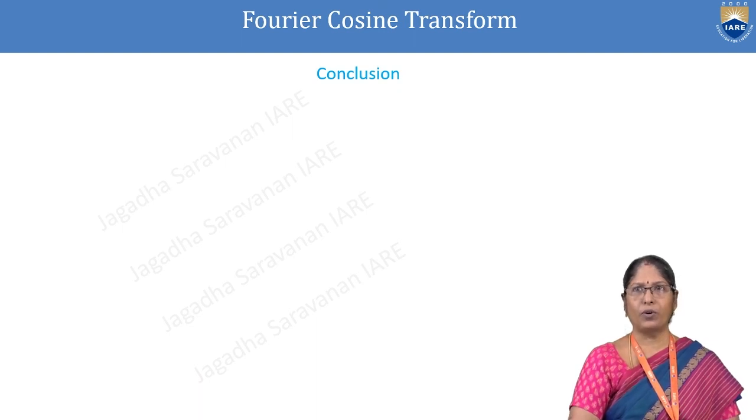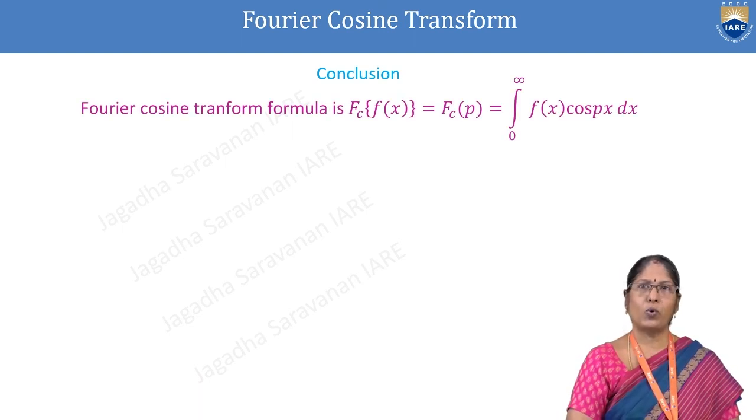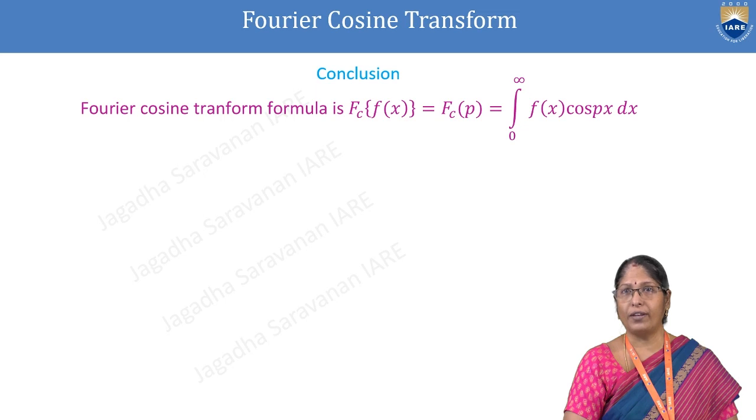Yeah, we will come to a conclusion about the Fourier cosine transform formula, an easy way. The notation, capital F represents Fourier transform. If it is capital FC, it is Fourier cosine transform. If it is FC of f of x, we read it as Fourier cosine transform of the function f of x. Otherwise, FC of p, that is the integral we have to do: the given function into cos px, integrated with respect to x from 0 to infinity.